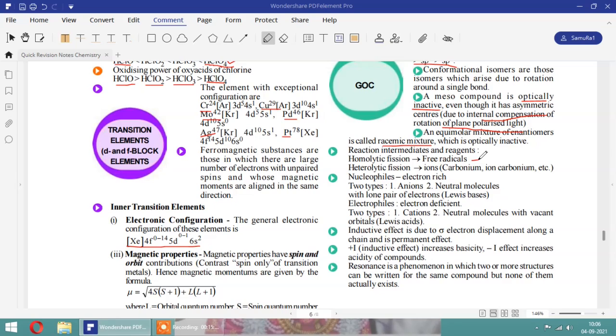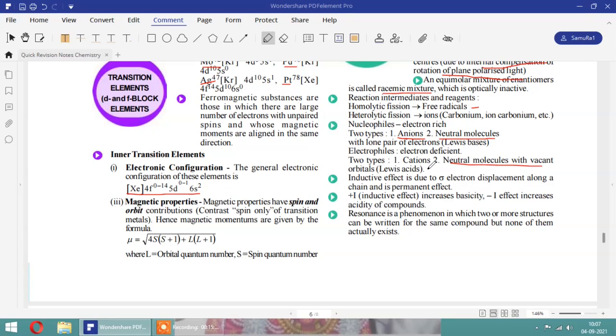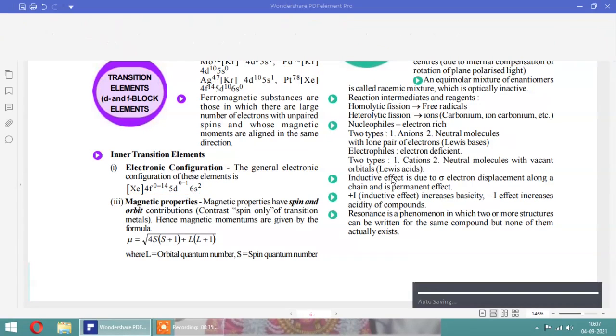There are two types of nucleophiles: one is an anion and the other is a neutral molecule with a lone pair of electrons. For example, the anions Cl minus and F minus are nucleophiles. A neutral molecule like ammonia, NH3, is a neutral nucleophile. Electrophiles are electron-deficient compounds: one type is a cation, like H plus, Na plus, and the other is a neutral molecule with vacant orbitals, a Lewis acid, like BF3, AlCl3.